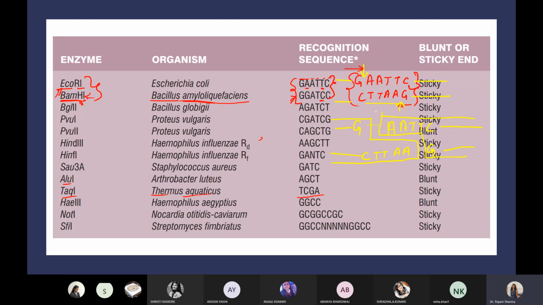Now if this side is 3', then obviously this side will be the 5', because this enzyme breaks down the phosphodiester bond. So definitely when the phosphodiester bond is dissolved, one side will be left with the 5' end and the other side will be left with the 3' end.